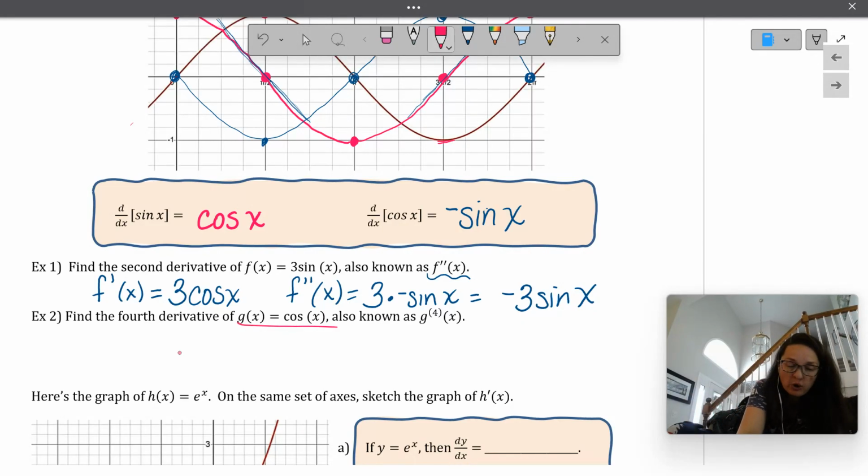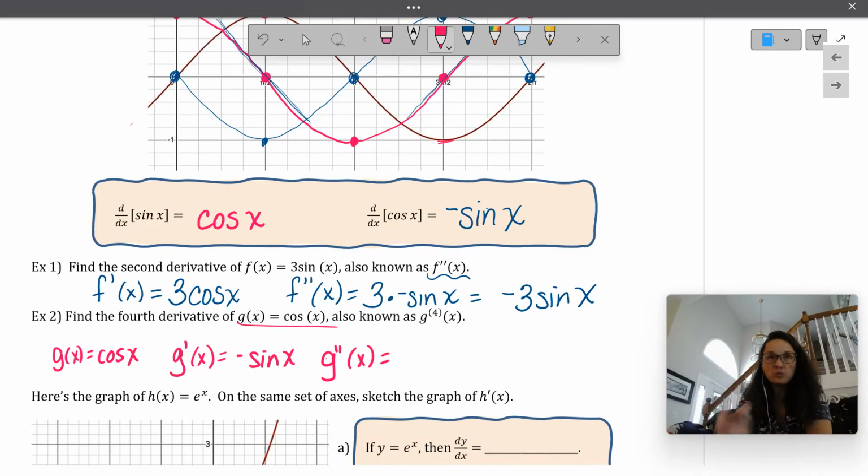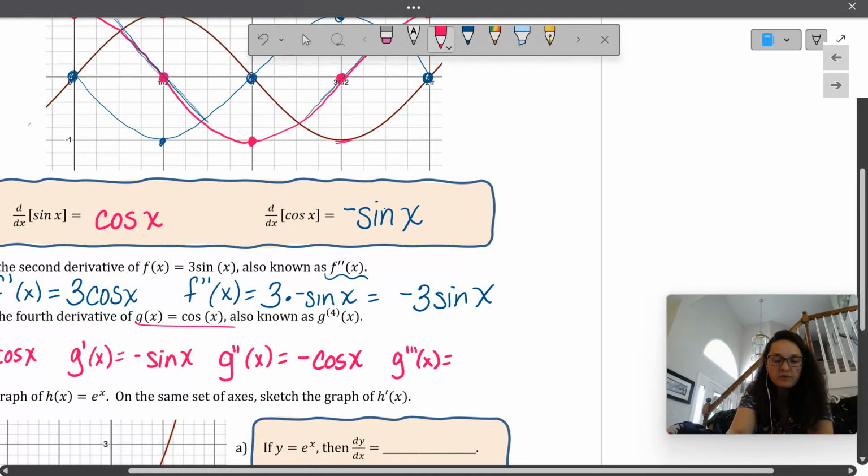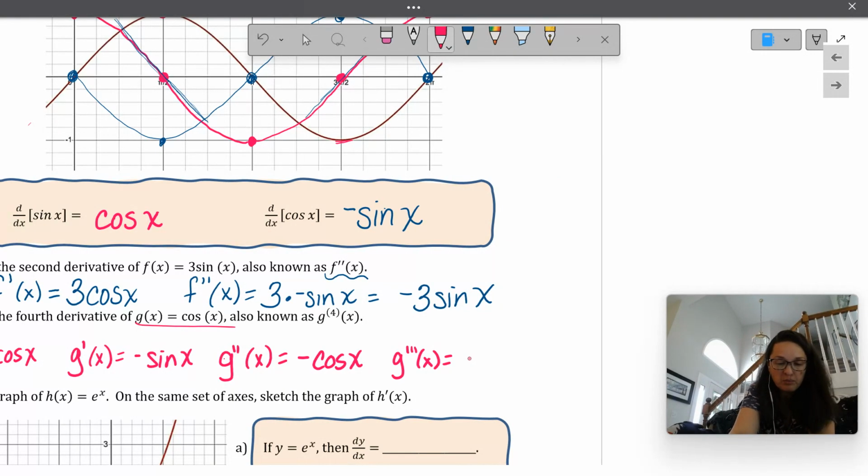So let's see, g is cosine x. G prime is the derivative of cosine. Well, we said that's negative sine. G double prime of x is the derivative of negative sine, so the negative is going to stay, and then the derivative of sine is cosine. G triple prime, the third derivative, is the derivative of negative cosine. Well, the derivative of cosine is negative sine, so the derivative of negative cosine would be positive sine.